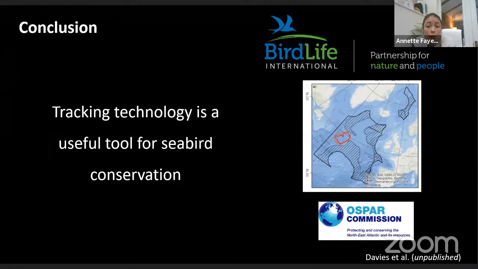So overall, by using technology, we really get an insight into the ecology of seabirds, especially when they're at sea and we don't know much about what they're doing. Combined with complementary methods such as diet analysis, it can really help us obtain a much better picture of the birds' ecology, and that helps us understand what threats they face and how to inform their conservation.